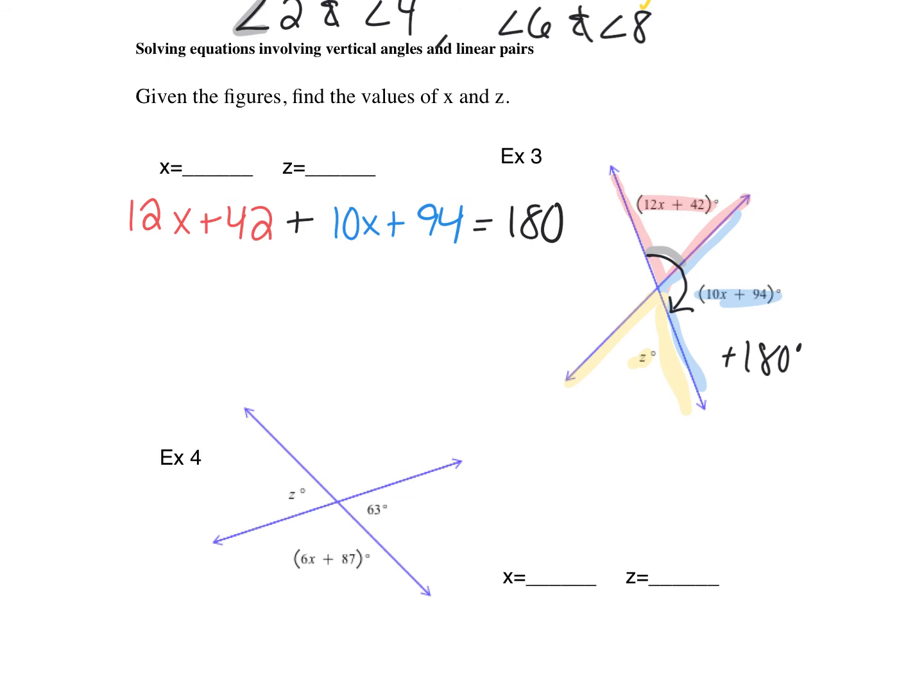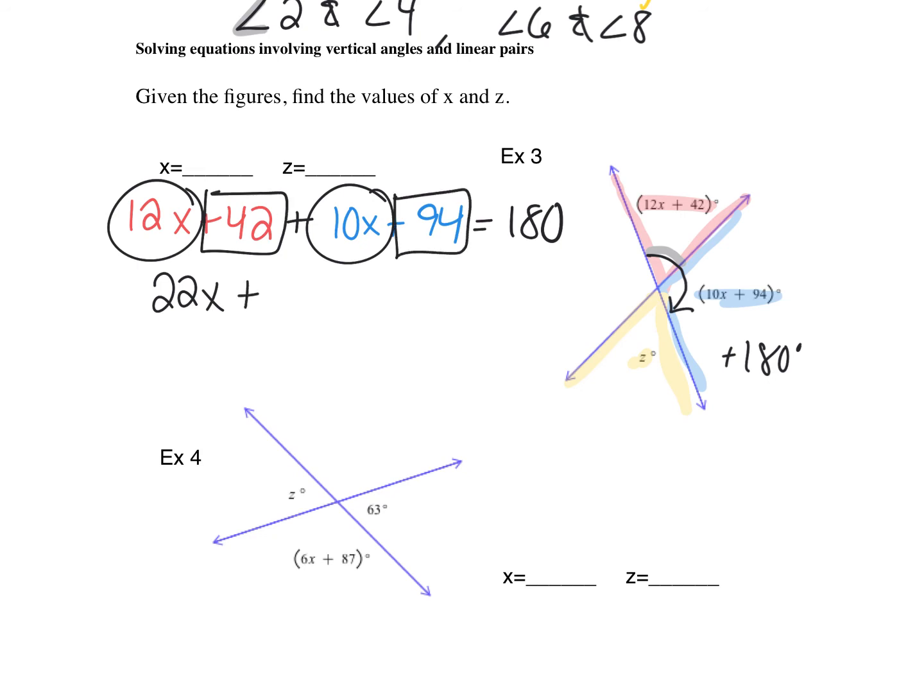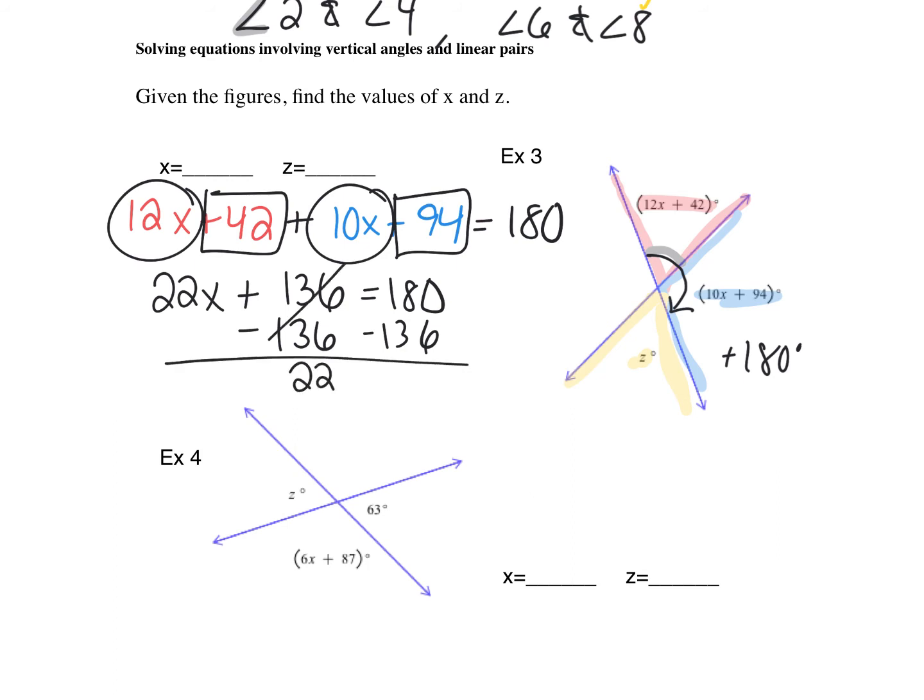So back to solving problems. First, we're going to combine like terms. So 12x plus 10x is 22x. And then we've got 42 plus 94, which is 136, is equal to 180. And then when we're going to solve, we're going to take away the 136 from both sides. And we get 22x equals 180 minus 136, which is 44. And then last and final step, I'm going to get rid of the 22 to solve for x by dividing. So my x value is 2.